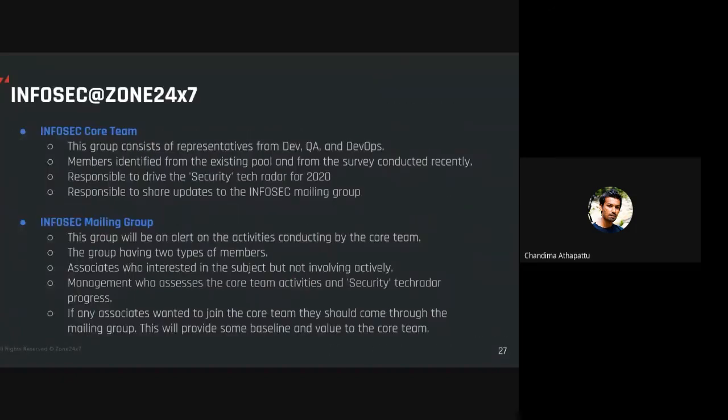Then I would like to tell you about our InfoSec group at SOAN. We have this InfoSec core team and mailing group. The core team is the people who are interested in information security. We formed this group to guide our SOAN 24/7 security tech track. And the mailing group are people interested in what is happening. We are continuously updating them on what is happening, and if they are interested, they can come to the core team as well. So that's how we operate nowadays.